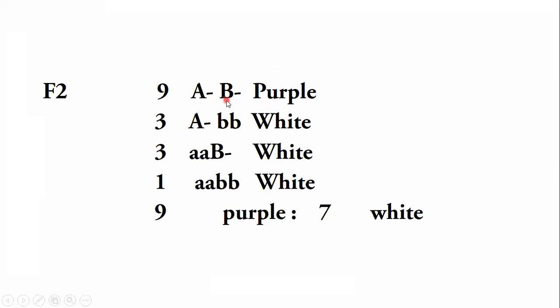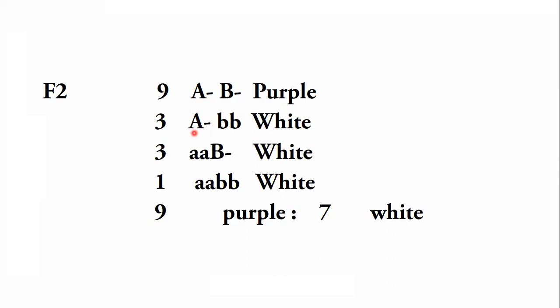So that is a complementary epistasis in which both genes complement each other. Both genes modify the phenotype. So here both genes have a dominant allele. That's why the phenotype is modified and it is responsible for purple color.